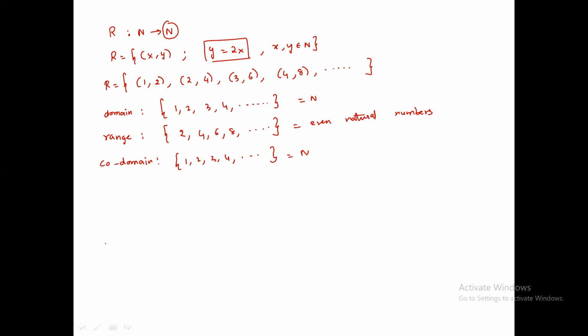Now, is this relation a function or not? First of all, this is the domain. Domain is natural numbers. Codomain is natural numbers. So I am saying that this relation is a function. Why is it a function? Because from the domain, I am taking all natural numbers. I am taking 1, 2, 3, 4. I did not leave any natural number. Like that, I'll take all. So all x's are taken.